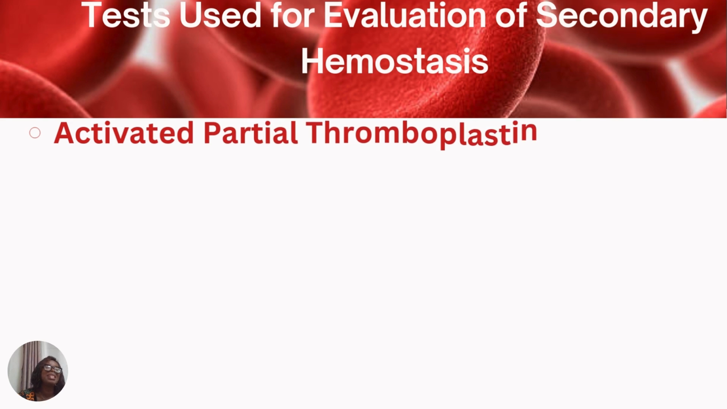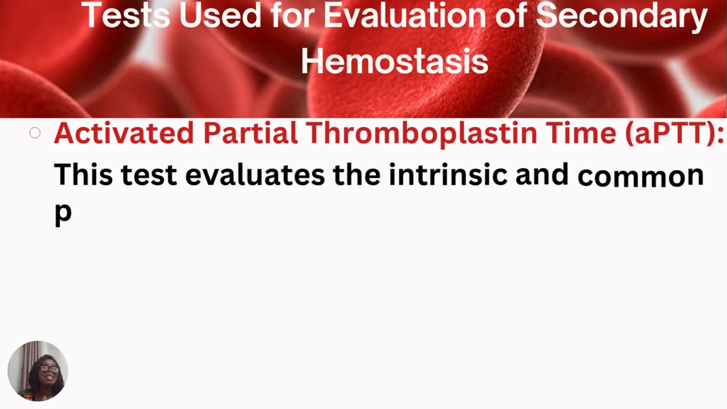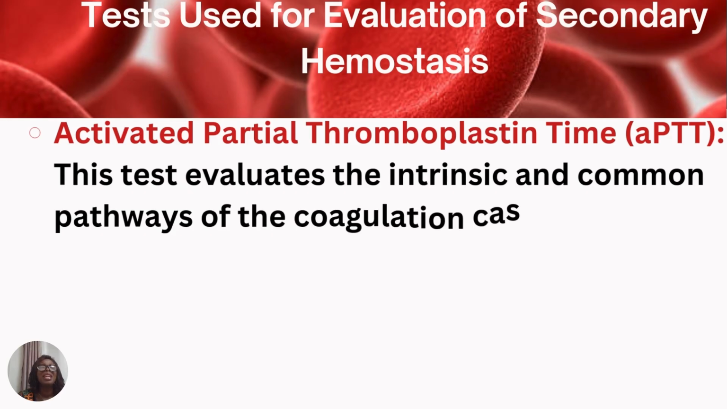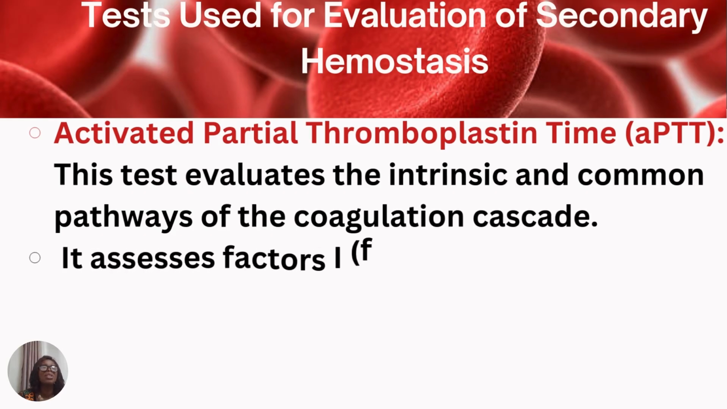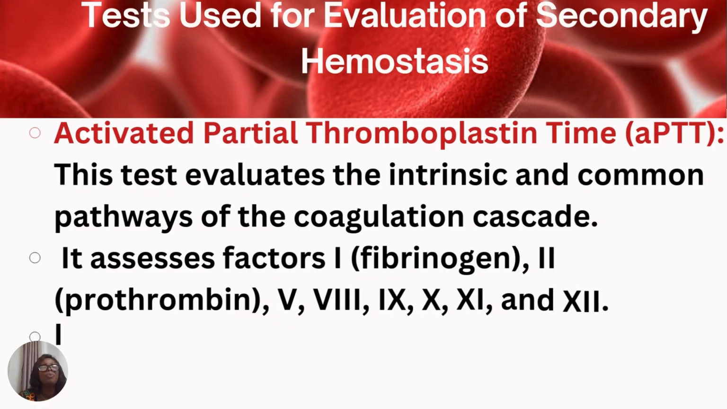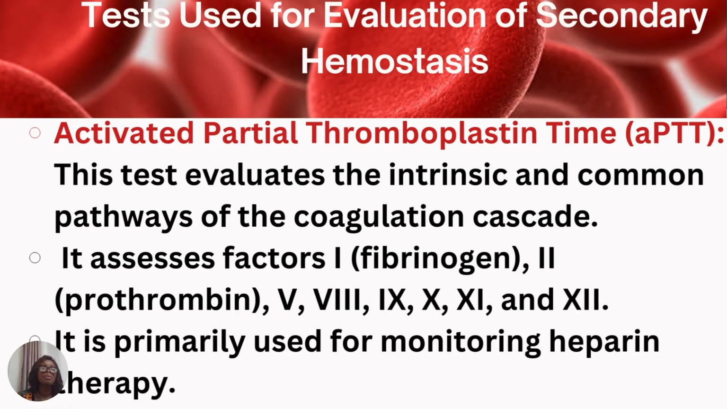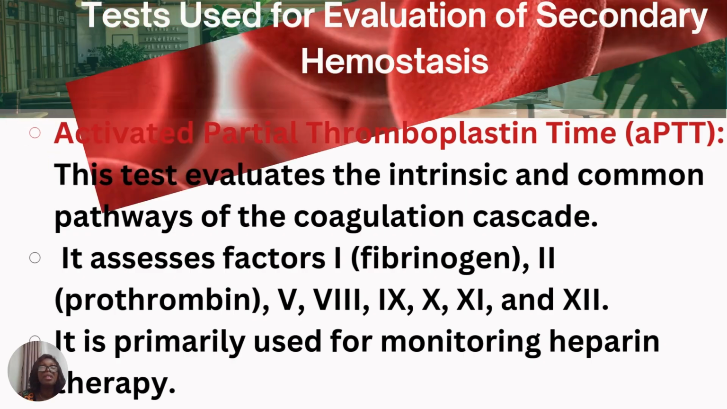The second test is activated partial thromboplastin test. This test evaluates the intrinsic and common pathway of coagulation cascade. It assesses factors like factor 1, factor 2, factor 5, factor 8, factor 9, factor 10, factor 11, and factor 12. It is primarily used for monitoring heparin therapy.